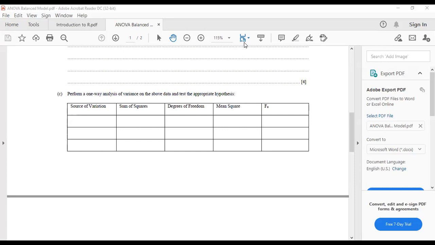Then let's do the degrees of freedom. Right now, what are the degrees of freedom for treatment? Degrees of freedom for the treatment is A minus 1 in this case. So we have 3 treatments, so it is 3 minus 1. So degrees of freedom for SS treatments is 2.